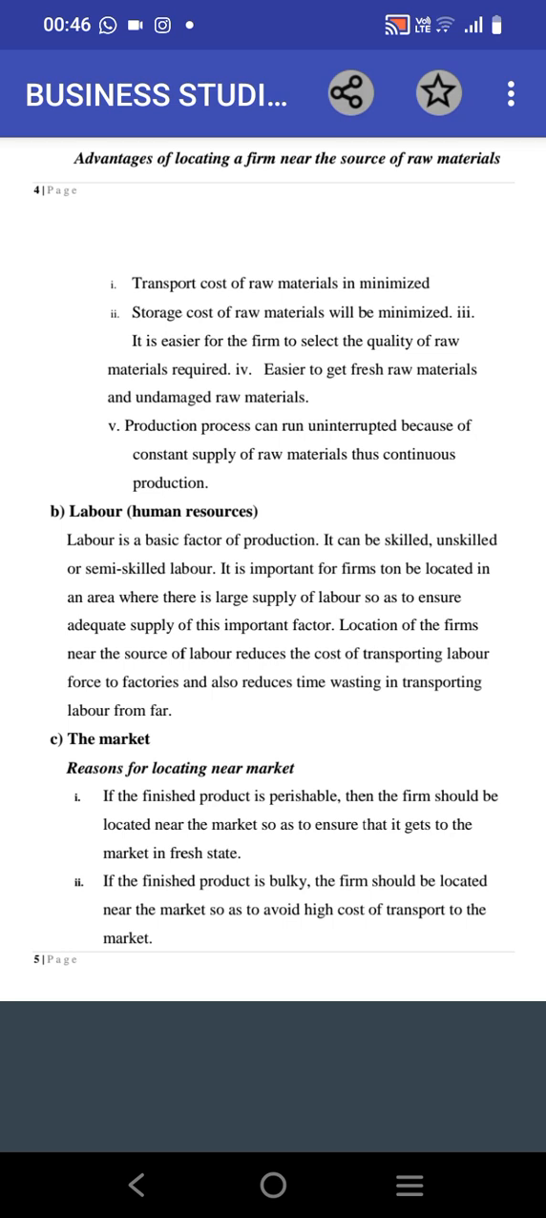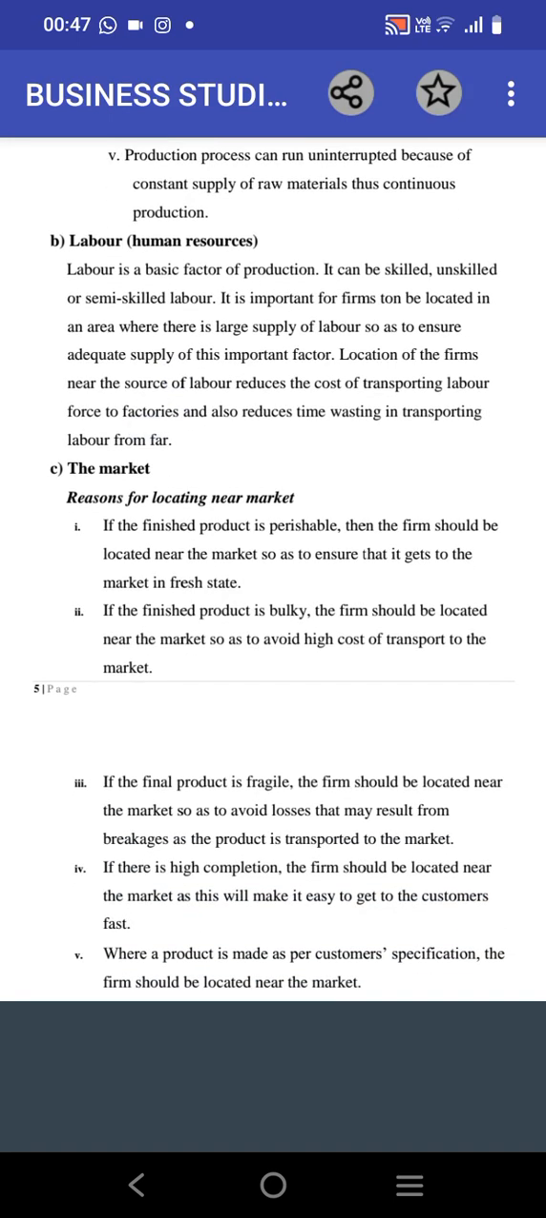The market. If you want to locate the farm near the market, there are many advantages. Just imagine there are so many advantages of locating the farm near the market. Like here is the market and your farm is closer to it. This will be very advantageous. It will reduce the cost of transport.